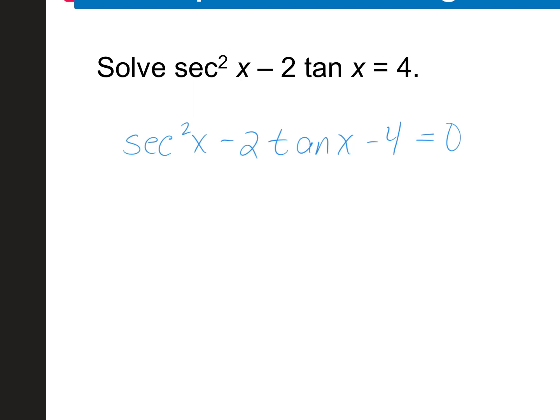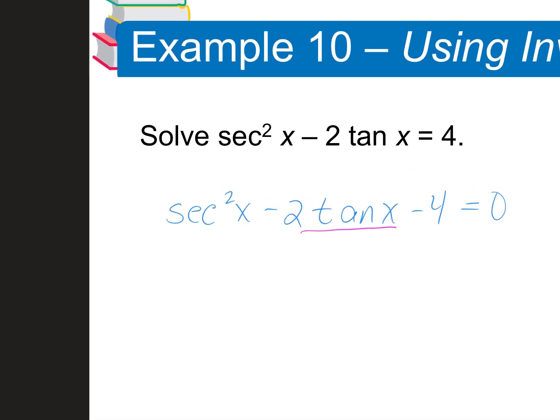Remember, yesterday we talked about this. You want to convert to the one that's to the first power. Is there a relationship between secant squared and tangent? What is secant squared equal to? Look at your 1 plus tangent squared. So I'm going to change secant squared to 1 plus tangent squared. Am I allowed to do that? Absolutely. Then I have minus 2 tangent x minus 4 equals 0.